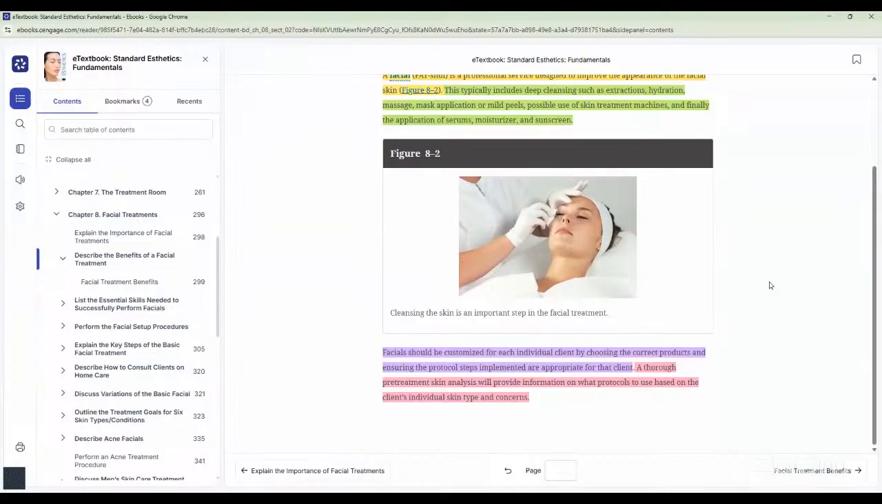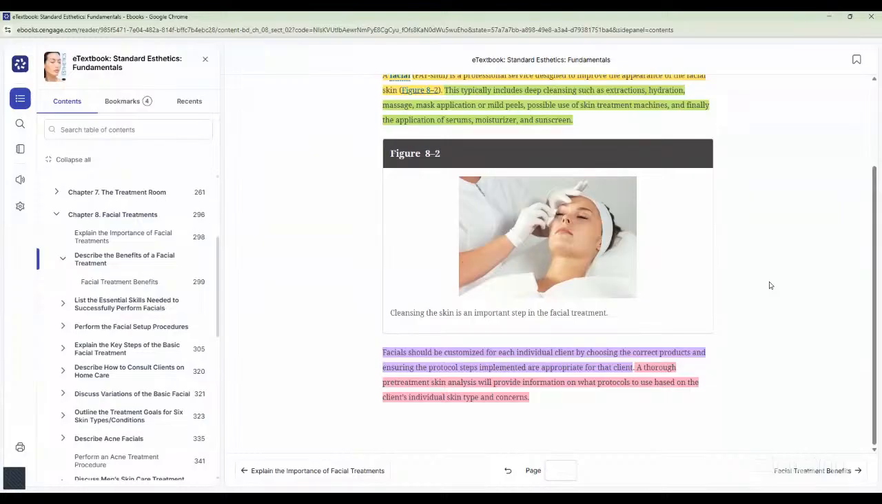Facial should be customized for each individual client by choosing the correct products and ensuring the protocol steps implemented are appropriate for that client, which means sometimes we get a little ahead of ourselves. You should be knowing what's going on with that client's skin, what they can take and what they cannot take. If something is a process, what are our first steps towards beautiful, amazing skin? And then where do we go from here? So you will begin to create these treatment plans. And because you have a thorough understanding of skin care and how the skin works, you're able to put these plans in perspective in their own perfect timing.